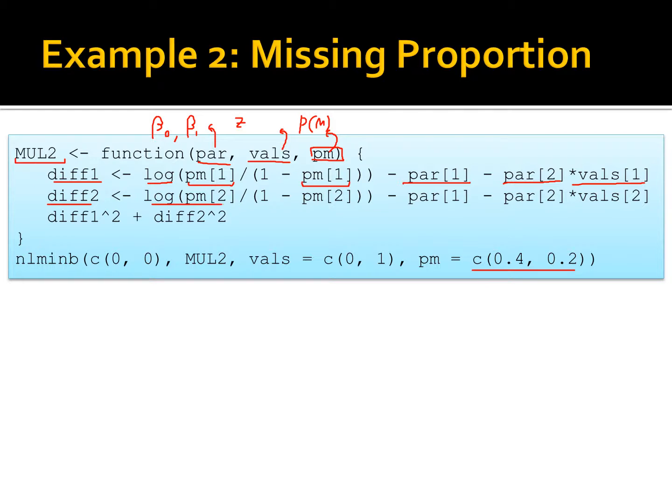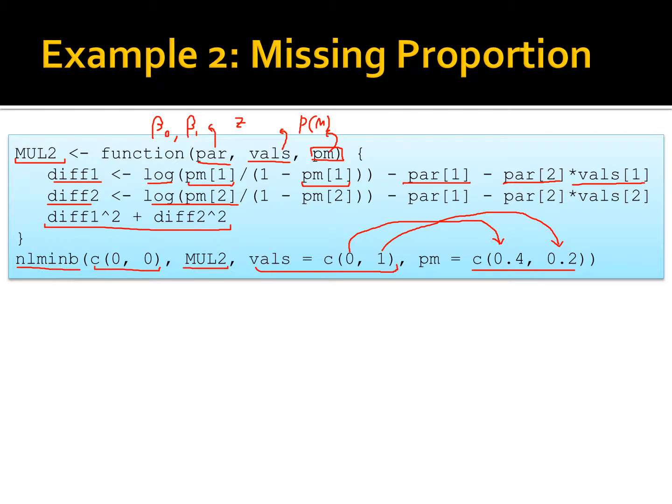We can set it up again for the second difference, and then the minimizing function would be the difference 1 squared plus the difference 2 squared. Okay, so we can start using the nlminb function where the starting value is both 0 and 0. The minimizing function is mul2, and when z equals 0, the proportion of missing is 0.4, and when z equals 1, the proportion of missing is 0.2.